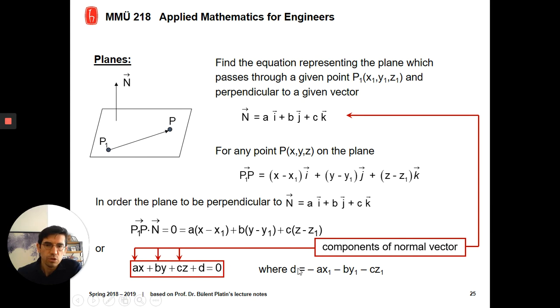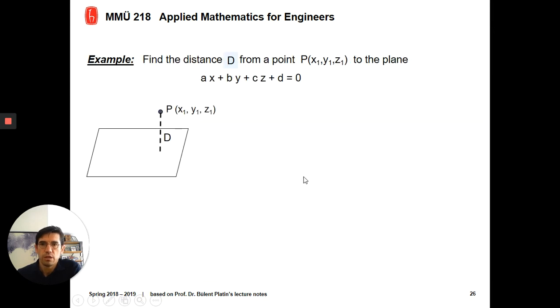Okay, so if I know the normal vector to the plane, I can use those components here, and these will be coming from the coordinates of my point, which is reflected into the constant here.